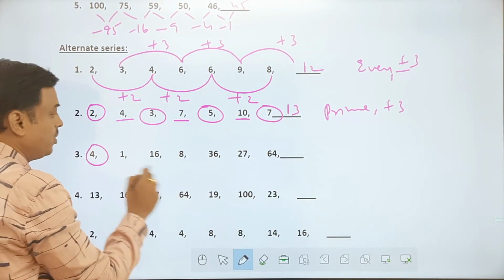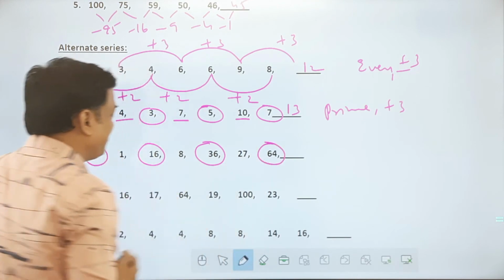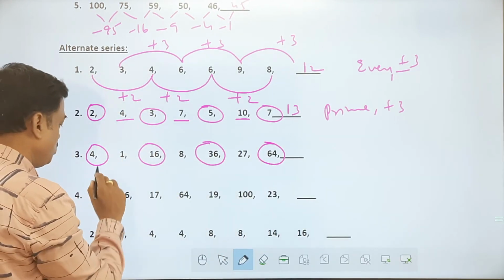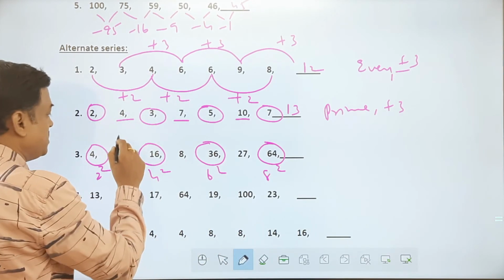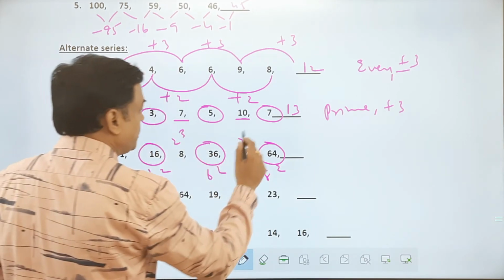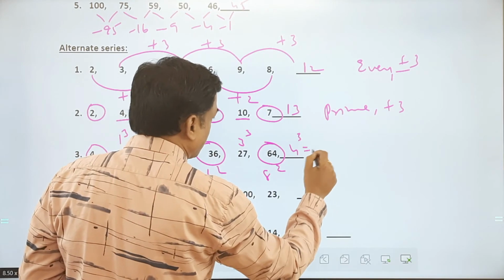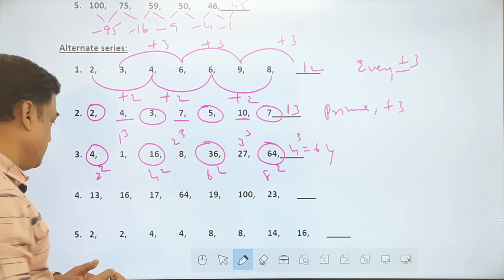Then again 4, 16, 36, 64. How do we take this? 2 square, 4 square, 6 square, 8 square. And this is 1 cube, 2 cube, 3 cube. So this has to be 4 cube. Again 64 is my answer in this case.